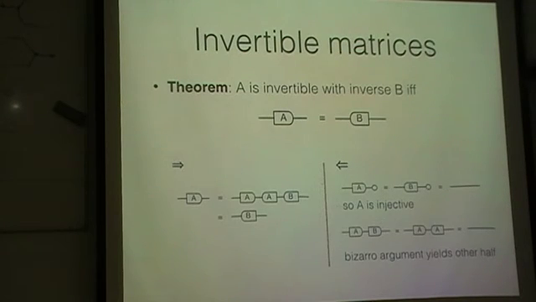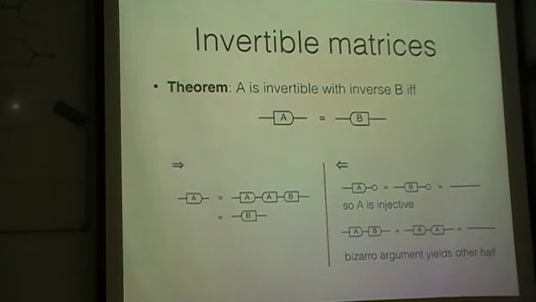So here's one reasonably interesting thing one can say about invertible matrices. A is invertible with inverse B precisely when A is equal, as a string diagram, to B going the other way. Again, this is very simple to prove. Let's assume that A is invertible with inverse B. Then A is the same thing as A, and then the identity is the same thing as AB. And the A cancels out, and we're just left with B.